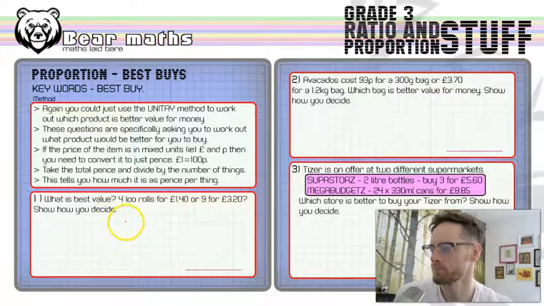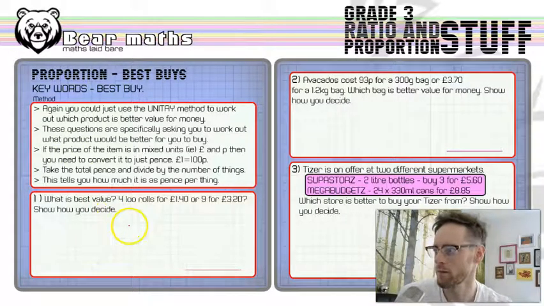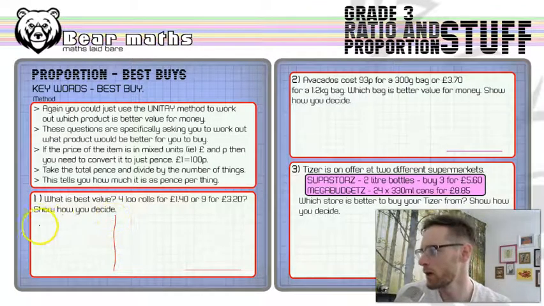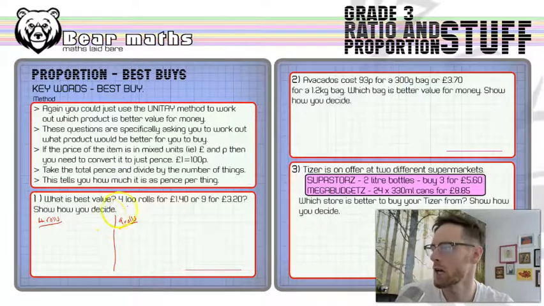So question number one asks us to work out what's best value for money. Is it 4 loo rolls at £1.40 or 9 loo rolls at £3.20? Got to show how we decide. So I like to split the page into two when I do these sorts of questions with a nice straight line. You've got 4 rolls or 9 rolls. Just makes the working out very, very clear.